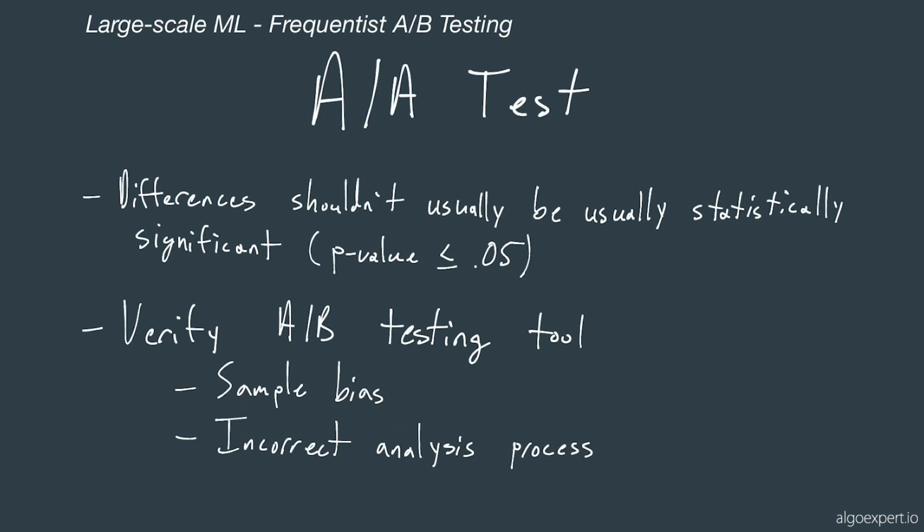So for instance, if our function that randomly assigns users to particular groups is not actually random, this could help us find that out. It will also help us figure out if there's any incorrect analysis going on.